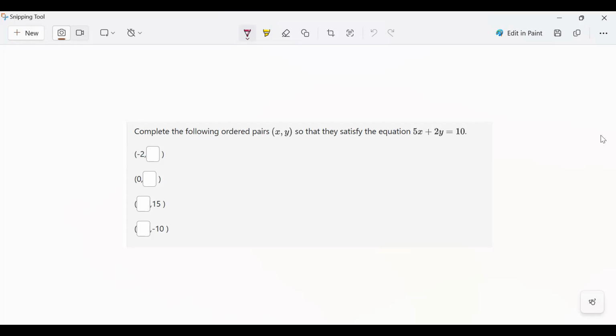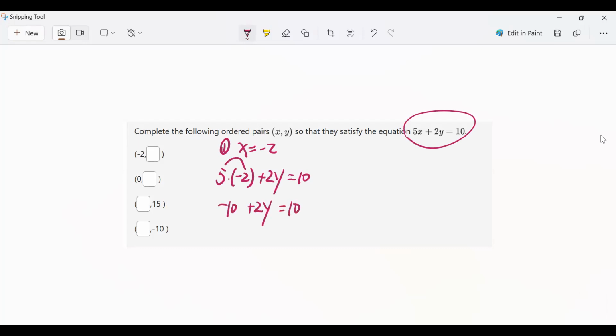All right, let's go with the solution. First ordered pair, given x value, -2. Take the base equation and replace x with -2. 5 times -2 plus 2y equals 10. 5 times -2 is -10, adding 2y with -10.